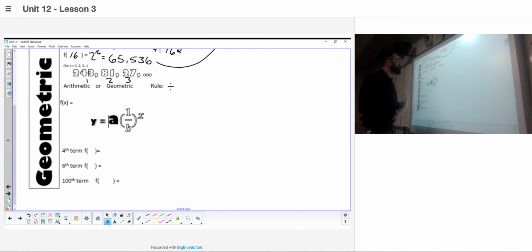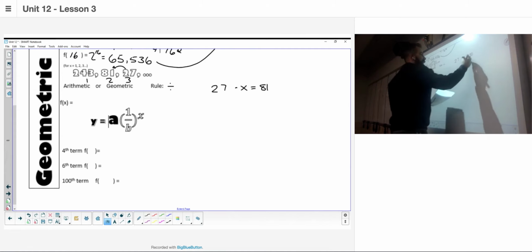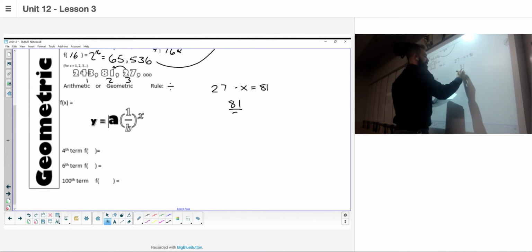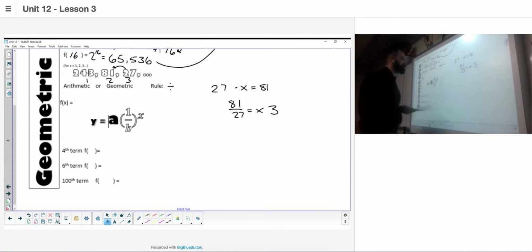Okay? If we are dividing, well, this one looks a little hard. So let's go the opposite way and see what do we multiply by to get from 27 to 81. 27 times what equals 81? That means 81 divided by 27 is going to equal x. Well, 81 divided by 27 equals 3. So x equals 3. Our rule is, instead, we're not multiplying by 3, we are dividing by 3.